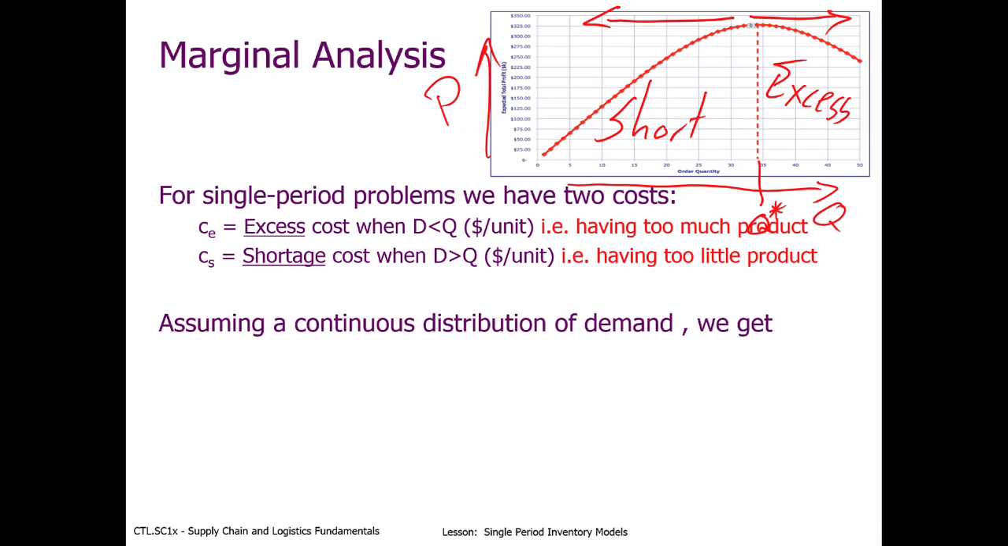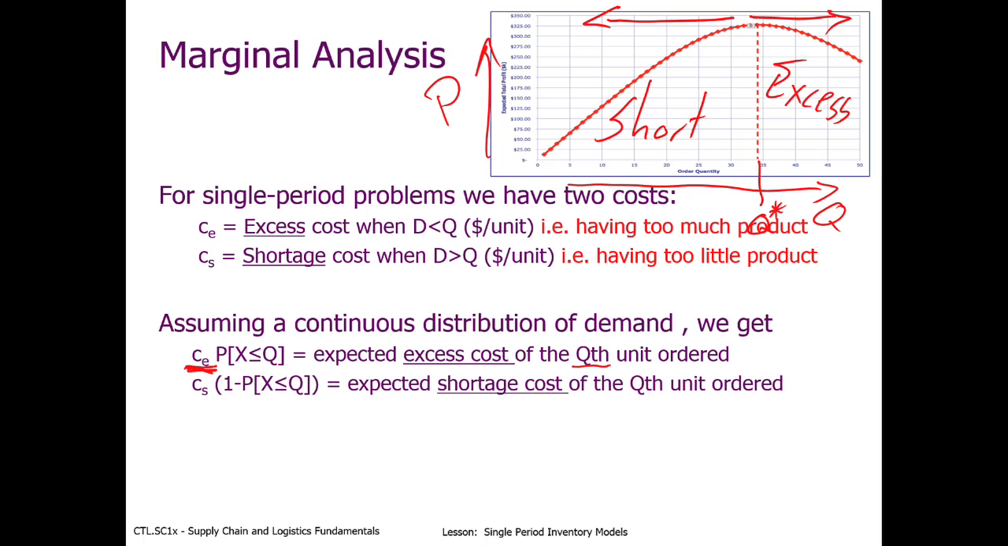So what do I want to do? Well, I've got a continuous distribution of demand, so I'm going to be able to find the expected excess cost for the Qth unit. This is the marginal cost. That next unit is going to be ordered. What is that going to be? It's going to be equal to the cost of being excess, the cost of having an extra one, times the probability that my demand is less than or equal to Q. So that's the expected excess cost for that Qth order. I can do the same thing for the shortage cost of the Qth order. That's Q sub S times 1 minus that probability. And so what I have here are the two marginal costs, for having too little and having too much.